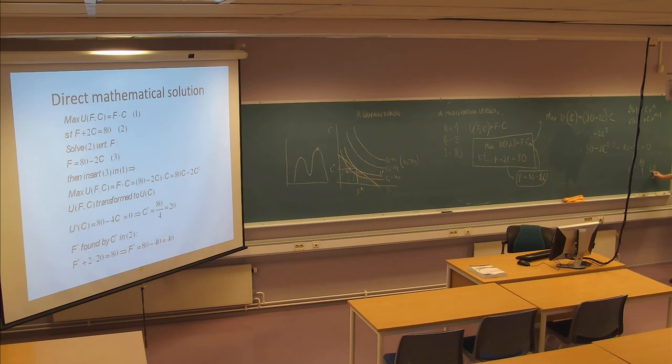We can also find the amount of F, can't we? By simply entering this into the budget constraints. Now we know the amount of C. It's 40. No, 20. 2 times 20 is 40. We have to subtract it from 80, so we end up with the optimal amount of F to be 40, as is written on the PowerPoint there. So our final solution looks like this. C star equals 20 and F star equals 40.